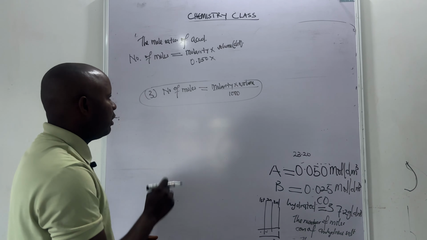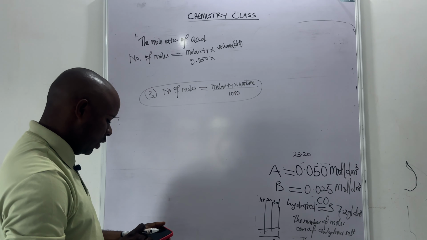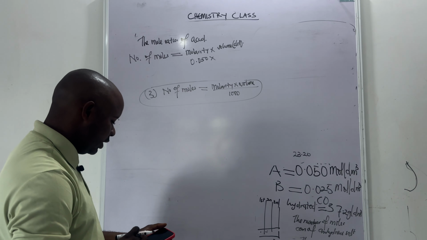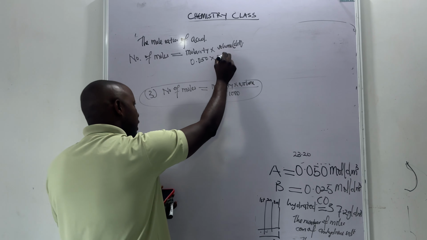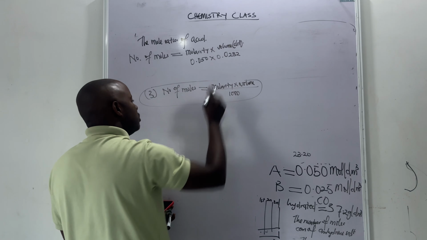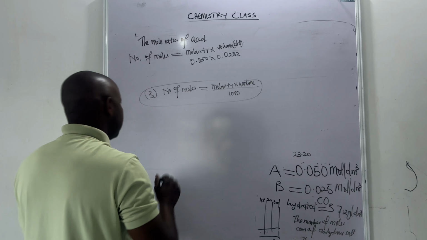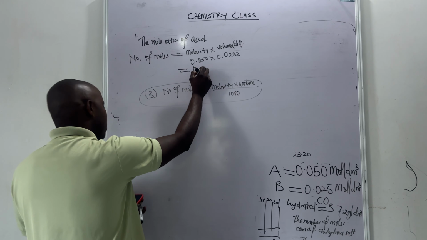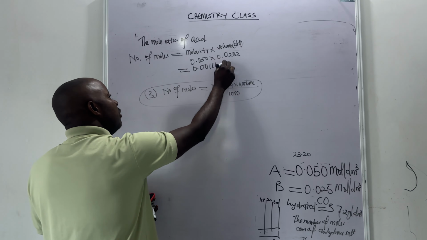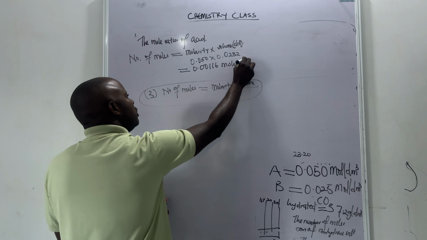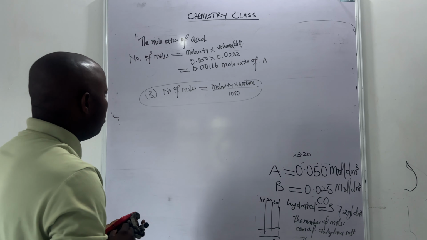As I've said before, the titer value is peculiar to a student. So 23.20 divided by 1000 so that we can convert to dm cubed. Here we have 0.0232, times 0.050, and we're going to have 0.00116. This is the mole of A. We have gotten the mole of A.